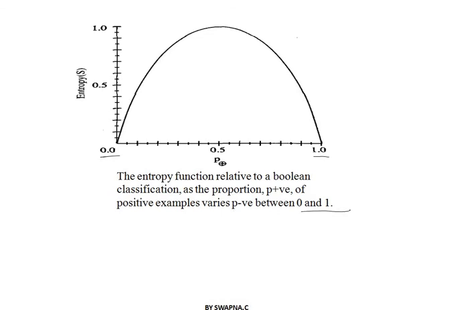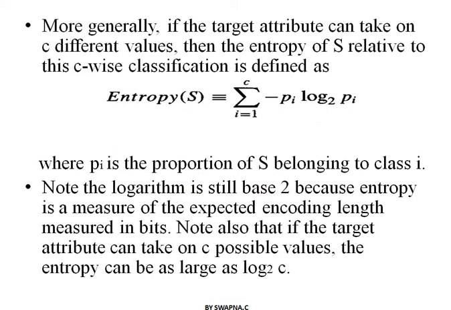Like this, we will represent that entropy. Is that clear? This is the entropy information. More generally, if the target attribute can take on C different values, till now whatever the collection of examples we are taking, it has only the Boolean-valued target concept. That means the target concept has only two values of classification, 0 or 1.